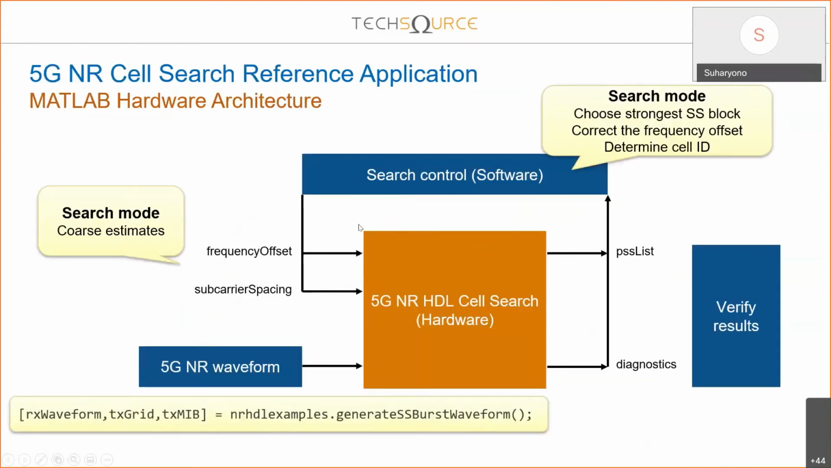So in this example, I have this 5G NR cell search reference application. The cell search algorithm will be deployed to the hardware, or the FPGA. Then we also have the search control running in the software part, or the ARM processor. This software will output the frequency offset and subcarrier spacing as the input to the cell search algorithm.